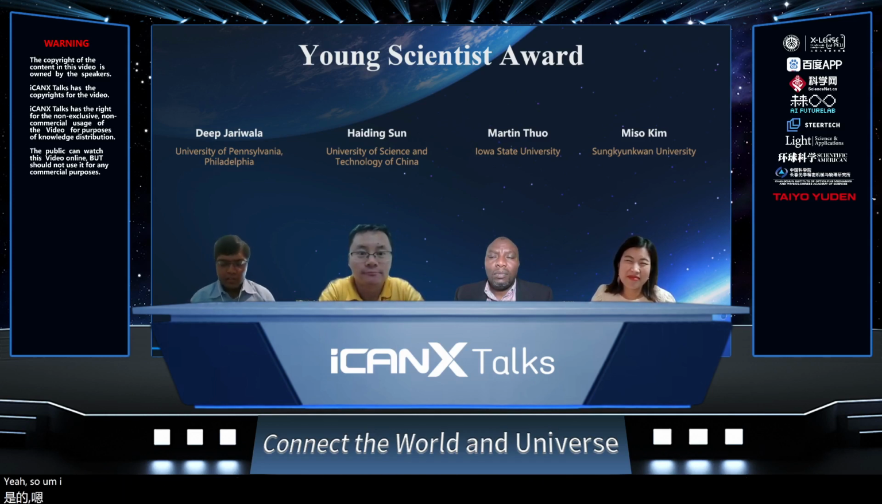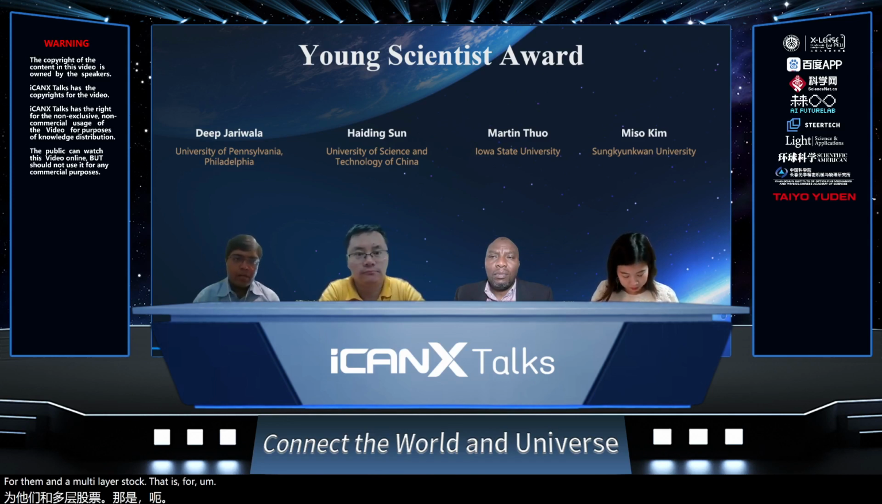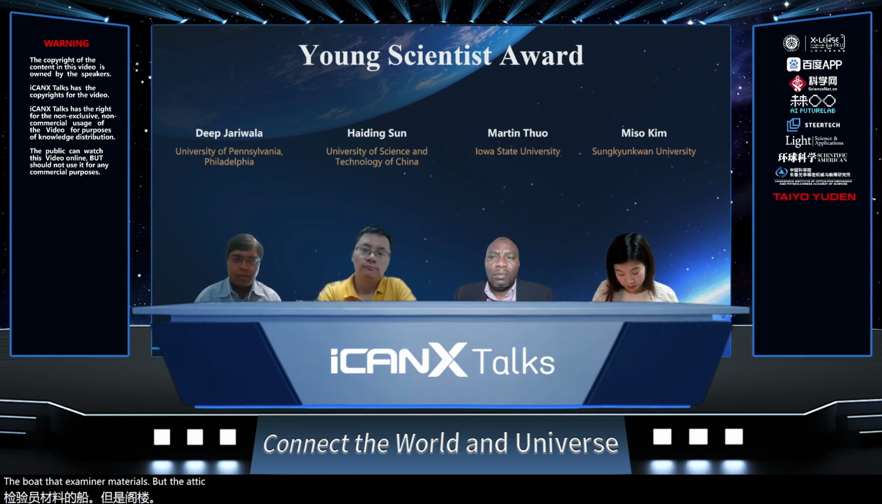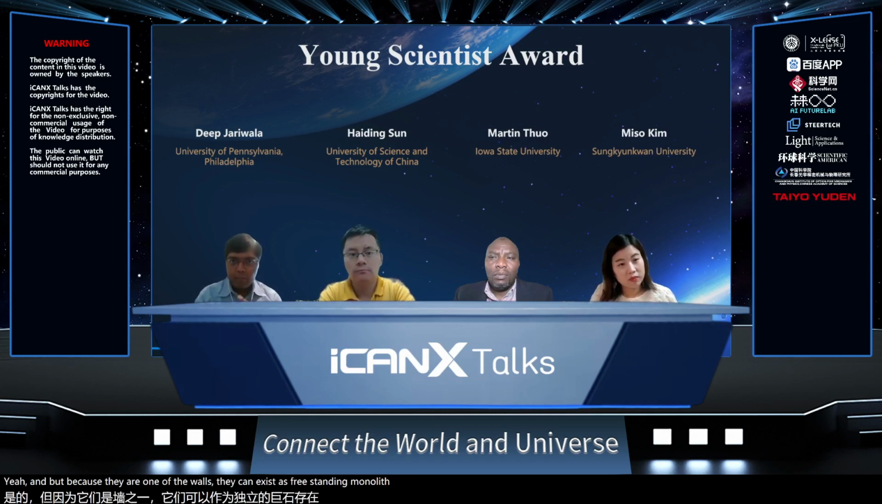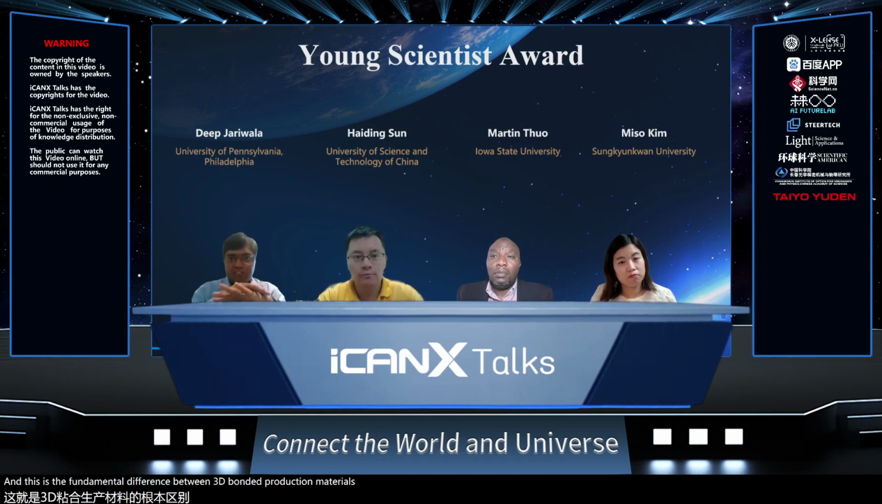Yeah. So I think the fundamental difference lies in the fact that these are van der Waals materials. The multilayer stack that you saw is between MoS2 or WS2 and hexagonal boron nitride. Both are hexagonal materials, but their a-axis lattice constants are quite different. Because they are van der Waals, they can exist as freestanding monolayers without bonding to the layer above, causing it to roll or scroll. Those are normally the problems you have with 3D bonded materials, right? When the materials are van der Waals or 2D, you can take 2 arbitrary layers with completely different crystal structures and lattice constants, put them on top of one another, and they will just stay. This is the fundamental difference between 3D bonded epitaxial materials and 2D bonded van der Waals materials.